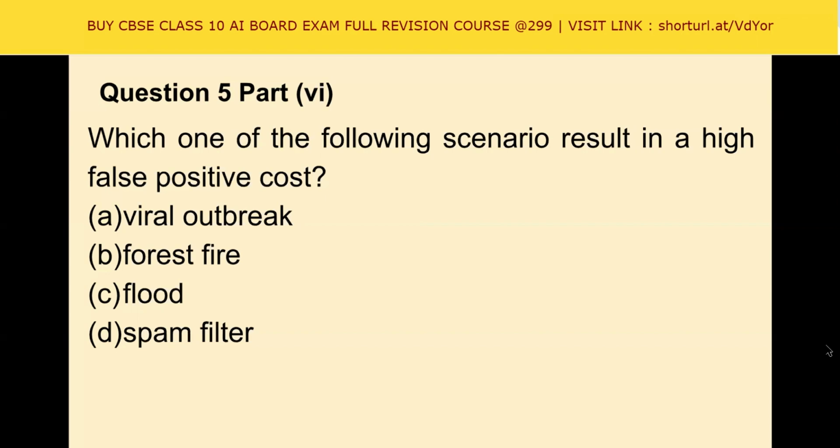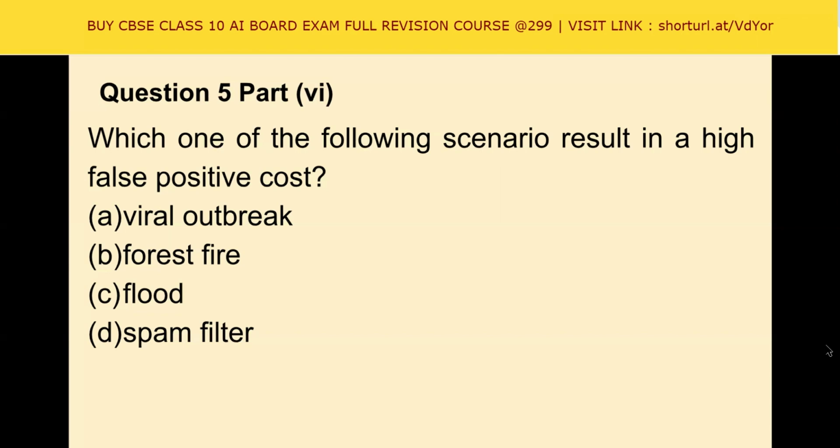Forest fire. Actual fire is not there, but the machine is saying yes. Maybe there might be some panic, but ultimately people will thank God that there is no forest fire. So it is not of a very heavy cost. Flood is also easy to understand. Even if the machine says there is a flood, if it is not there, obviously it is not an issue.